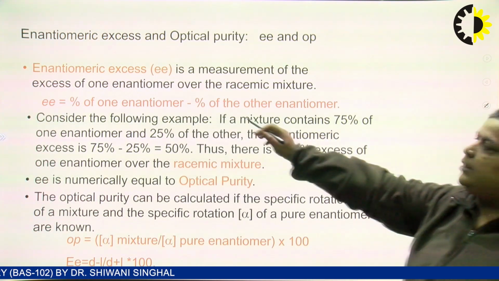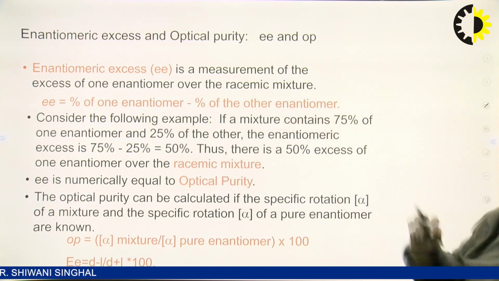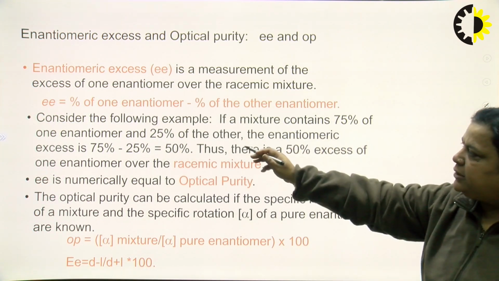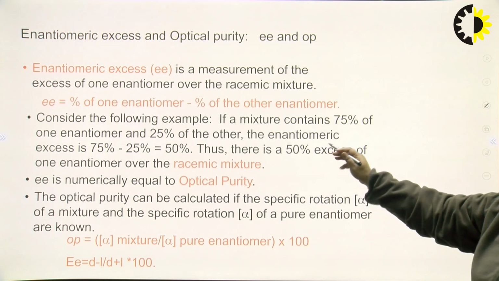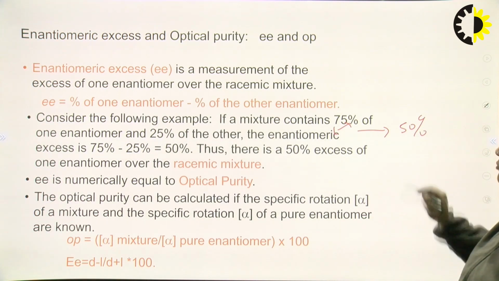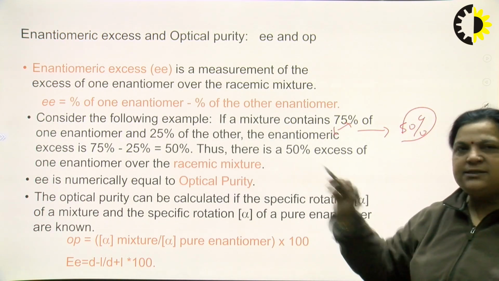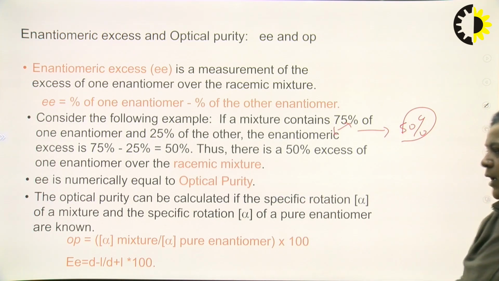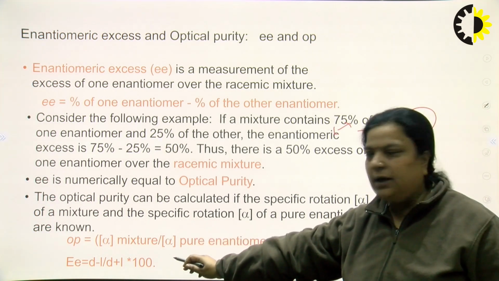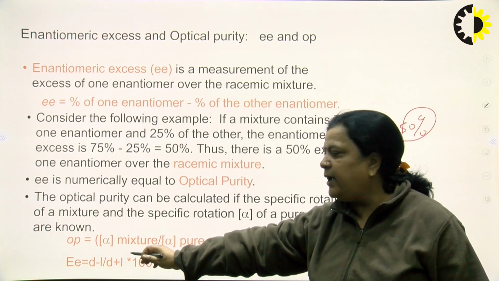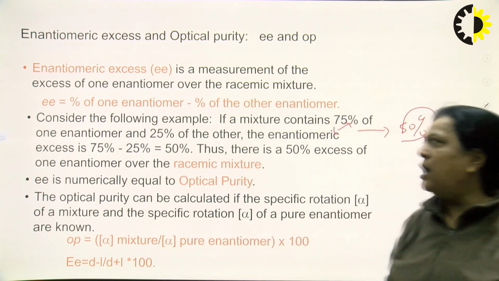So enantiomeric excess is equal to the percentage of one enantiomer minus the percentage of the other enantiomer. For example, if a mixture contains 75% of one enantiomer and 25% of the other, the excess is 50%. It is numerically equal to optical purity, which is equal to the optical rotation of the mixture divided by the optical rotation of the pure enantiomer multiplied by 100. The second way, we can find the enantiomeric excess by D minus L upon D plus L into 100.